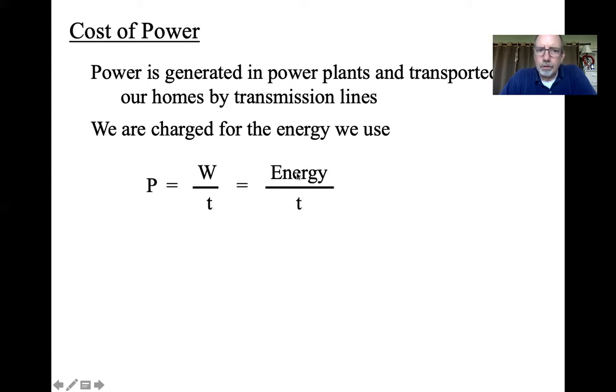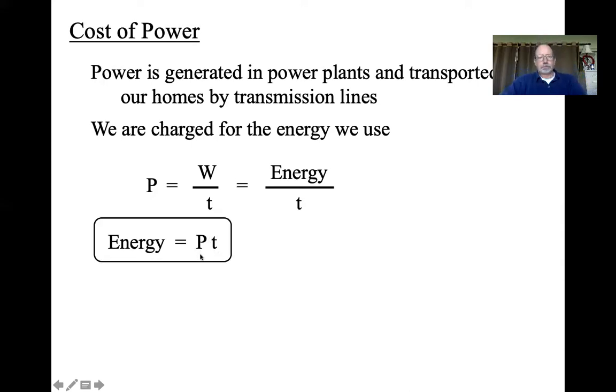So power is equal to energy over time. Solving for the energy, we get energy is equal to P times T. Now, the unit for energy could be watt times seconds, because watt is a unit of power and second is a unit of time. So watt second could be the unit that they measure it in.